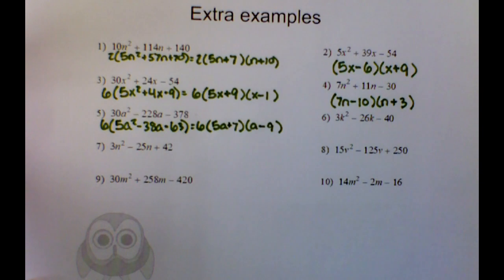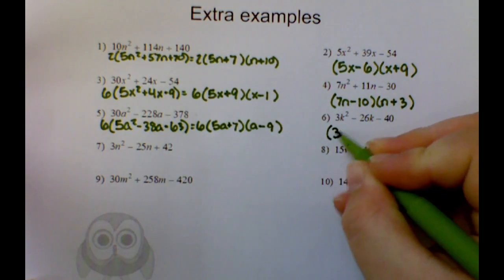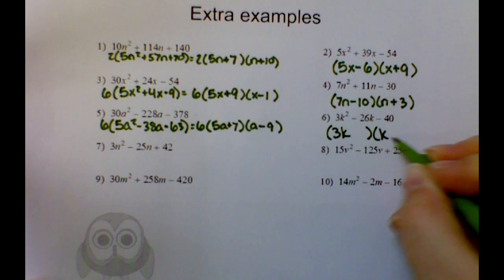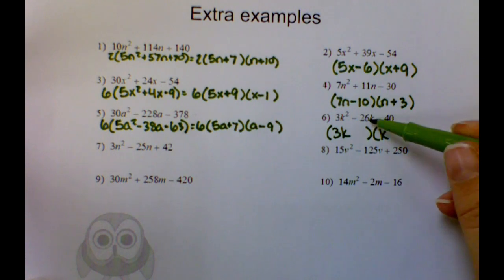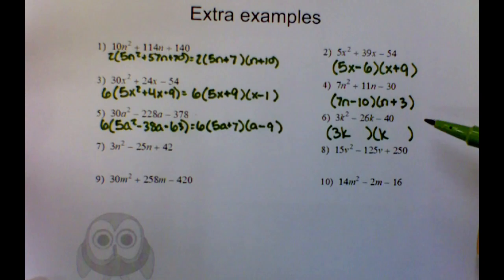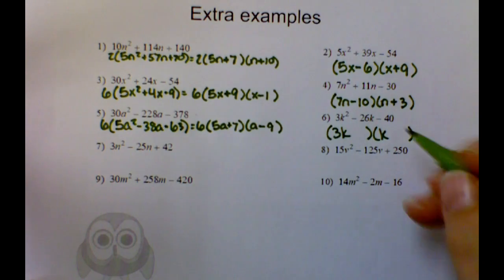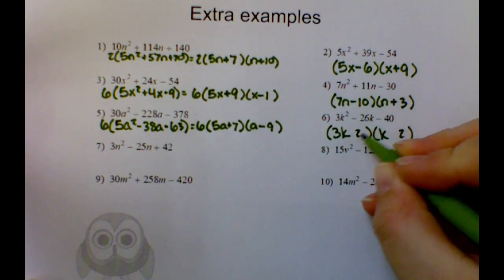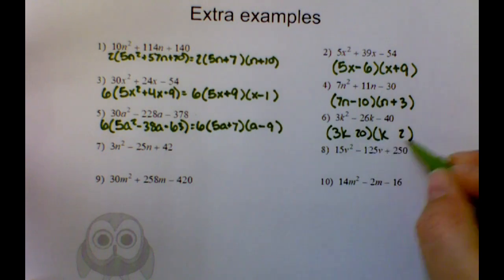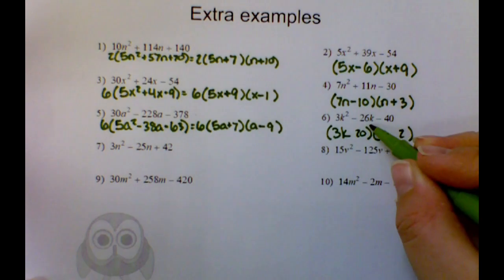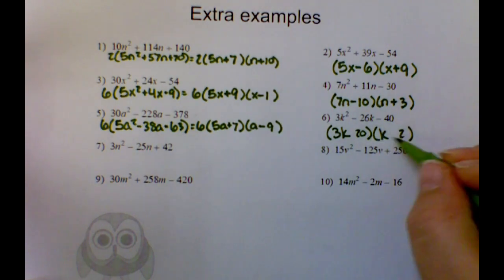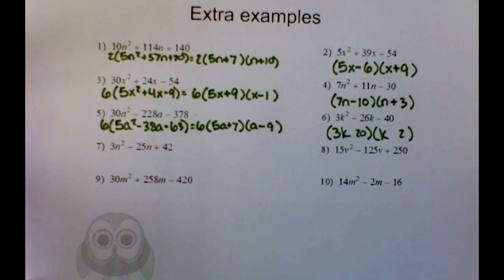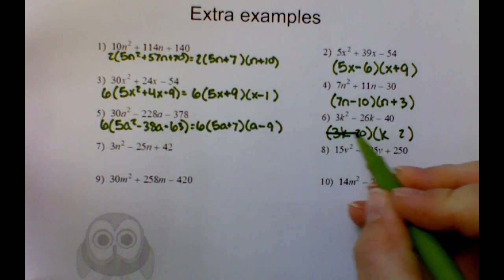All right, for number 6, dive straight in because there's no GCF. 3k and k. Numbers that multiply to 40, 1 and 40. I don't think that'll work. 2 and 20. Ooh, 2 and 20 seems promising, but be careful. Because if I go 2 and 20, I get 20k and 6k, which makes 26k. But the problem is, to make a negative 40, one of these has to be negative and the other has to be positive. So 20 and 2 doesn't actually work.